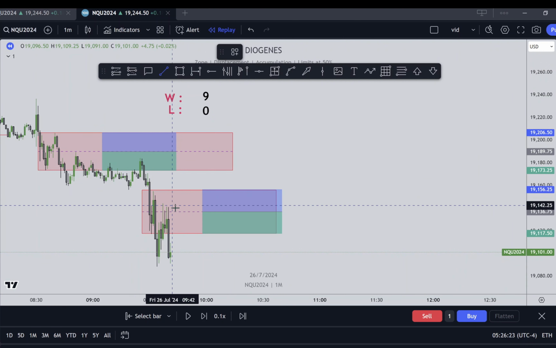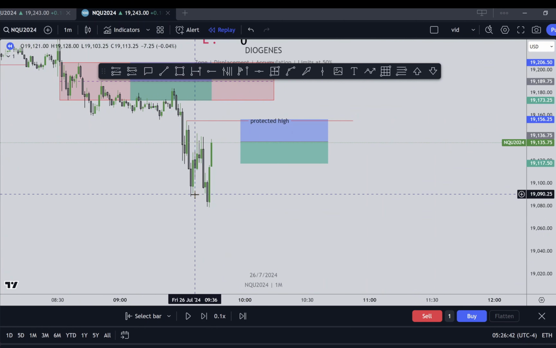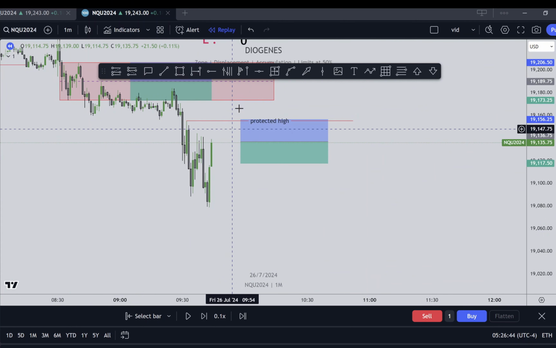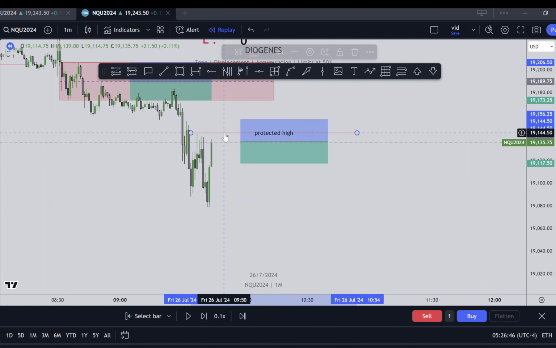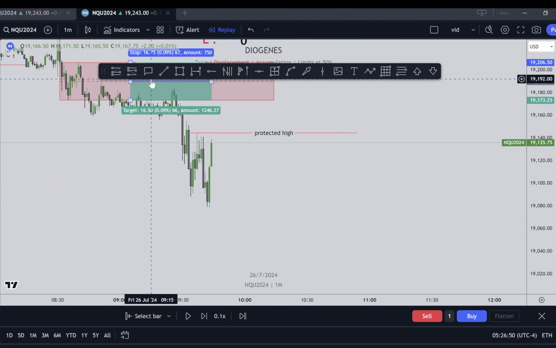Let's track protected highs. Since now we are in a bearish structure. Okay. We closed above this new low. So this is now our new protected high. Okay. Will I take this trade? Yes.